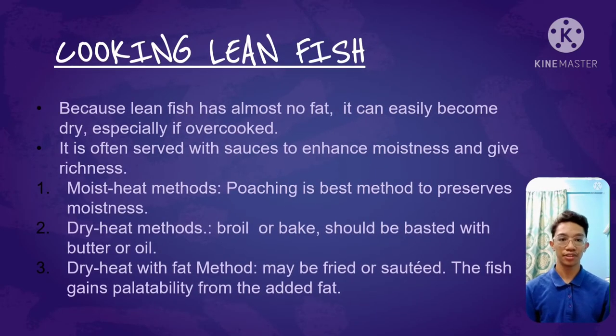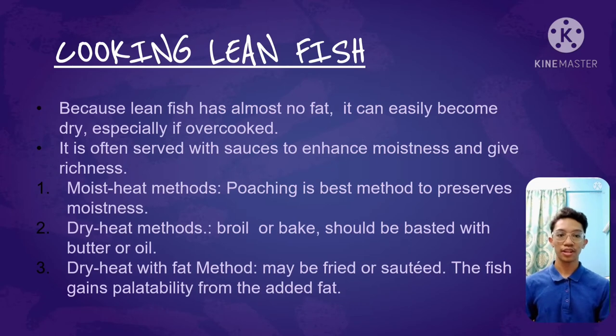Cooking lean fish. Because lean fish has almost no fat, it can easily become dry, especially if overcooked. It is often served with sauce to add moistness and give richness. Moist heat method: poaching is the best method to preserve moistness. Dry heat method: broil or bake. Should be basted with butter or oil.